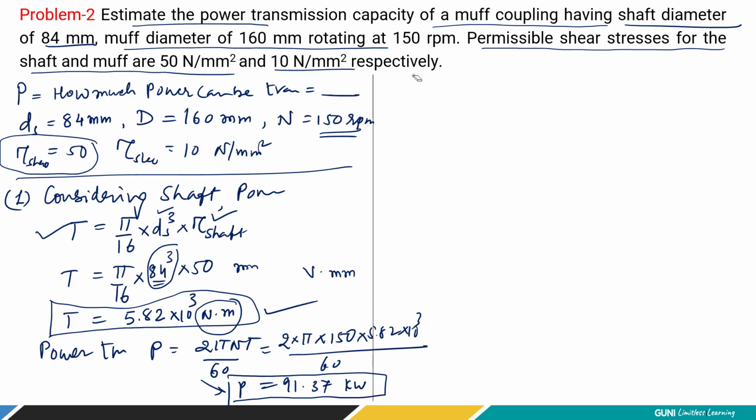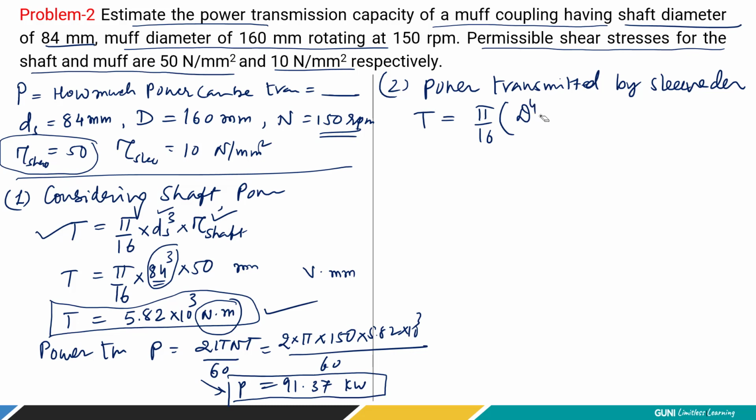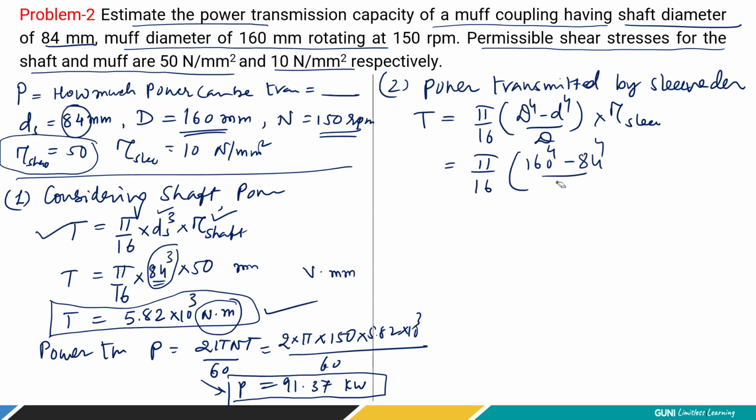Let's take it from the point of view of the sleeve. Power transmitted by sleeve design. Here we are going to consider the same equation. T is equal to pi by 16 d^4 by capital D into shear stress of the sleeve. So let's replace the values: pi by 16. Capital D is given, it is 160. So 160 raised to 4 and shaft diameter is 84, so it is 84 raised to the 4th power divided by 160.